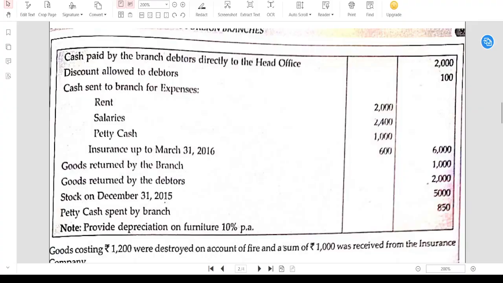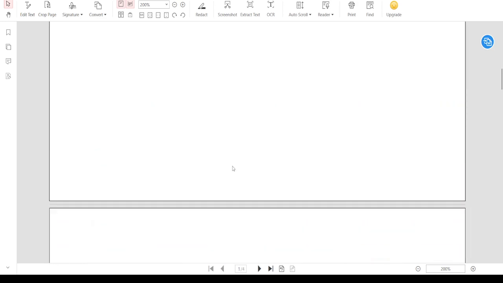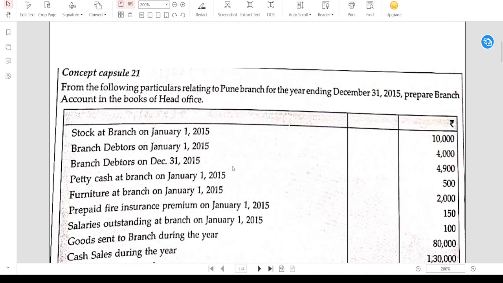देखिए गाइस, एक यहाँ पे ये ट्रिक है. Guys, here insurance is written up to March 31st 2016, and the trick is that the branch account you are preparing is for December 31st 2015. So it means 3 months insurance is prepaid, so we need to calculate this.